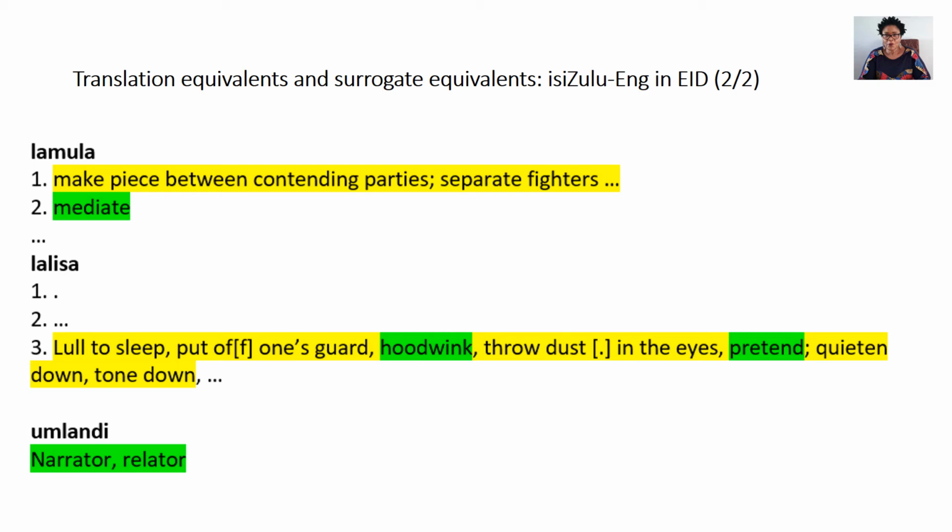For lamula in 1 and 2, a surrogate and translation equivalent are given. For lalisa in sense 3, translation as well as surrogate equivalents are given. And for umlandi, 2 translation equivalents.